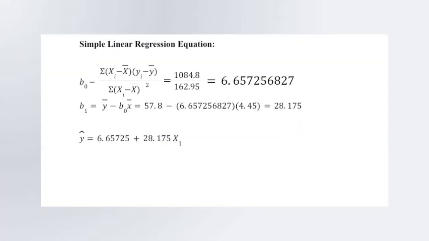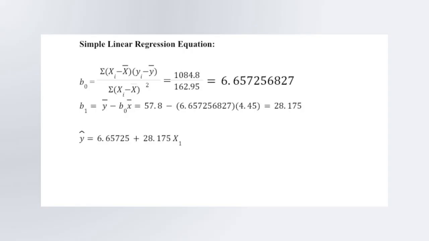So this is the simple linear regression equation. B0 is equal to the summation of xi minus x bar times yi minus y bar over the summation of xi minus x bar squared. So we already computed it, and we got 1084.8 over 162.95. So we are going to divide that, and we got the answer 6.657256827.